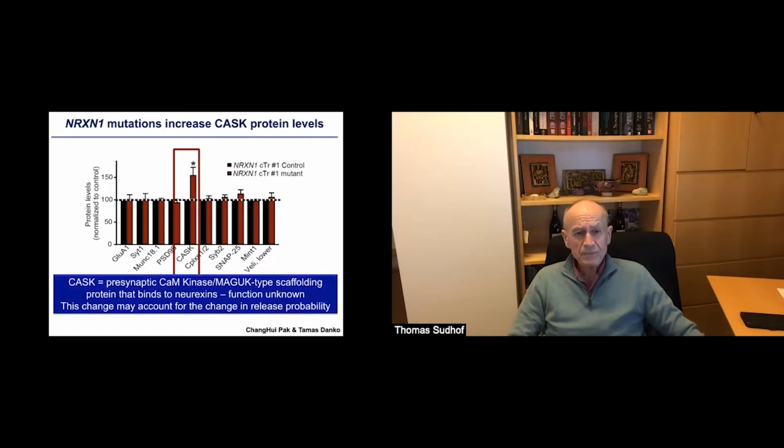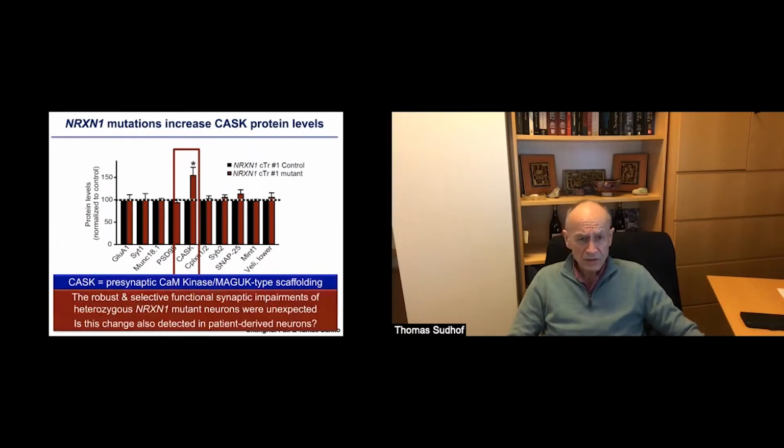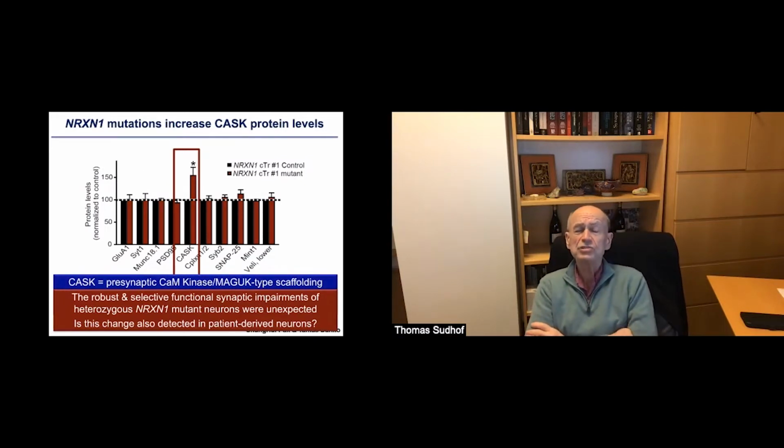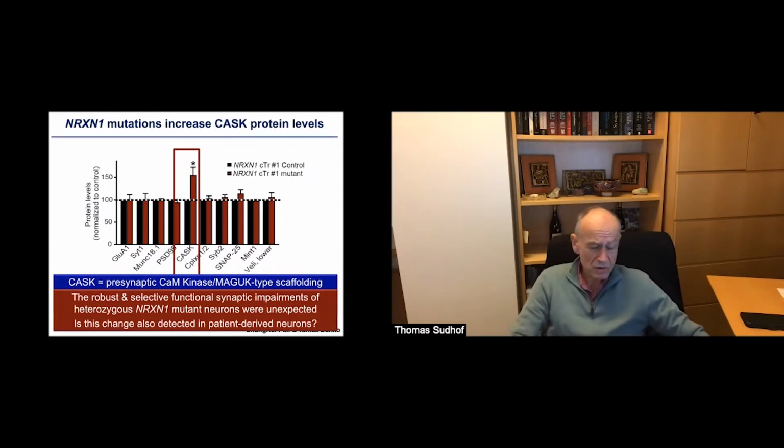CASK is a presynaptic calcium/calmodulin-dependent kinase MAGUK-type scaffolding protein that binds to neurexins, of unknown function. This may account for the change in synaptic strength. The robust and selective functional and synaptic impairment of the heterozygous Neurexin 1 mutant neurons was unexpected. We didn't think that just losing one allele would lead to such a major change. So we wondered if this change is actually detected in patient-derived neurons, not just engineered neurons.